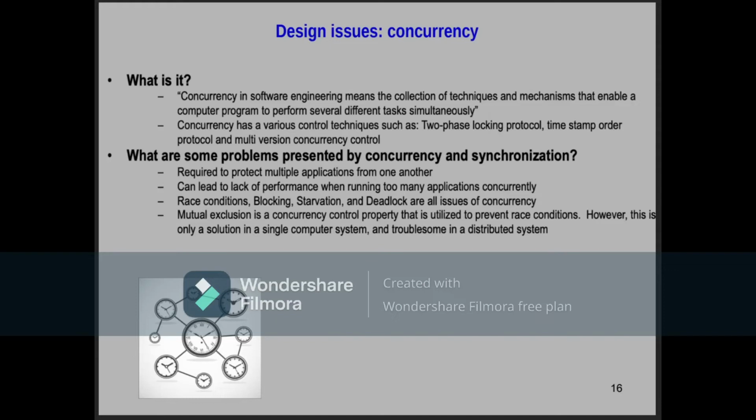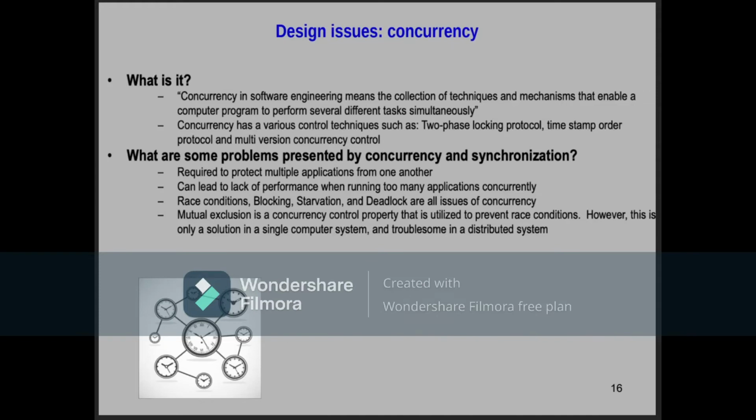So, what are some problems presented with concurrency? It would be required to protect multiple applications from one another. It can lead to lack of performance when running too many applications concurrently. And of course, we wouldn't want that when working on certain programs. Of course, there would be race conditions and blocking, starvation, and deadlock, which are all issues that come along with concurrency. And of course, race conditions can be solved with mutual exclusion.